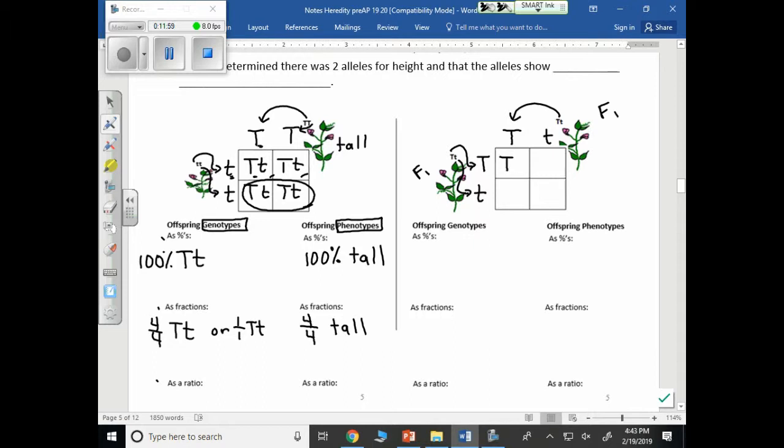So this one is going to get a tall from one parent and a tall from the other parent. Big T, big T. This one's big T, little t. Big T, little t, and little t, little t. Now, let's pay close attention to what you're asking.